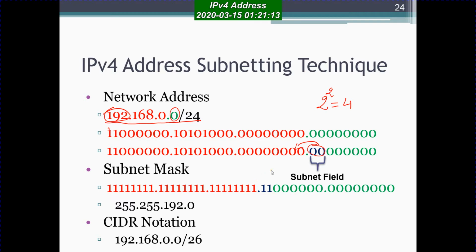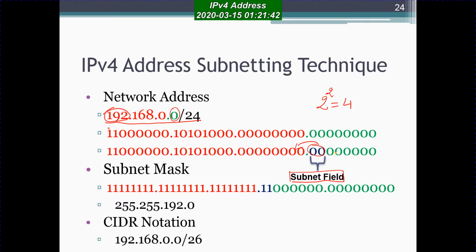Now which 2 bits do we borrow? The leftmost bits, the bits which are contiguous to the network address field. Of course you cannot borrow bits in the middle. The bits should be contiguous to the network address field, so we borrow 2 bits because we know with 2 bits we have 4 different combinations. These 2 bits that we borrow constitute our subnet field. So now the network address will expand to the right through the subnet field.